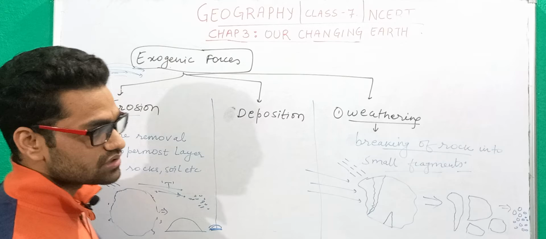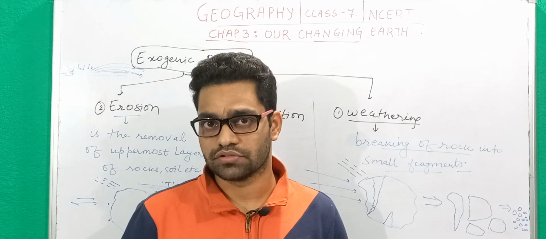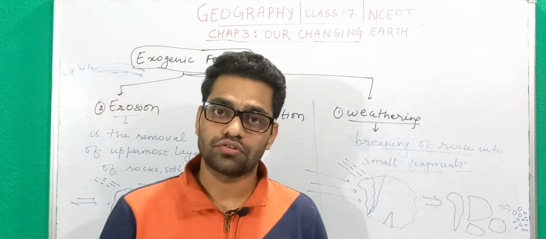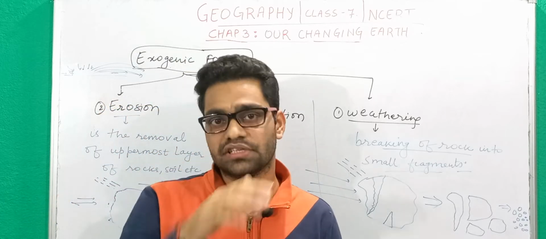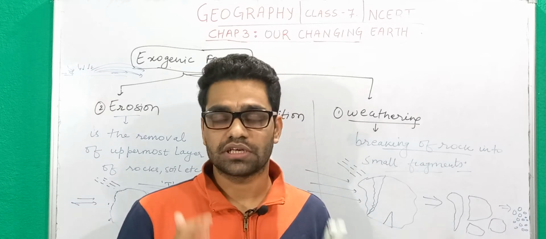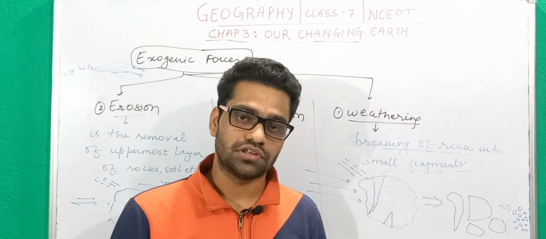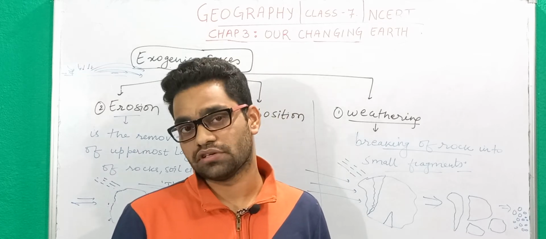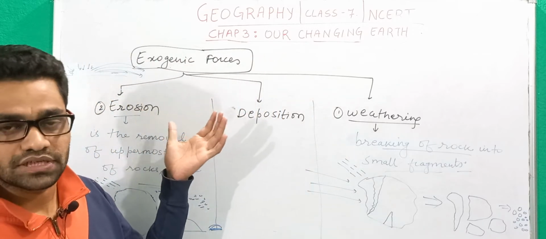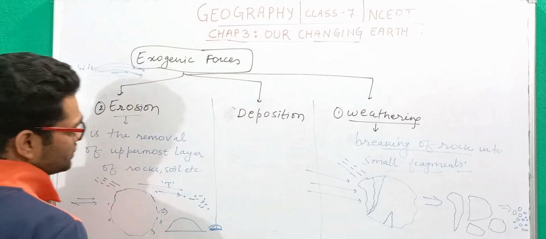And when this happens, we call it land degradation or soil erosion. When soil erosion happens, the productivity or the quality of soil gets decreased, and when the quality of soil decreases, you will see that the productivity of land goes down, and when productivity of land goes down, farmers' income also goes down. So land erosion is something that has to be prevented at any cost. Okay, so this is erosion.